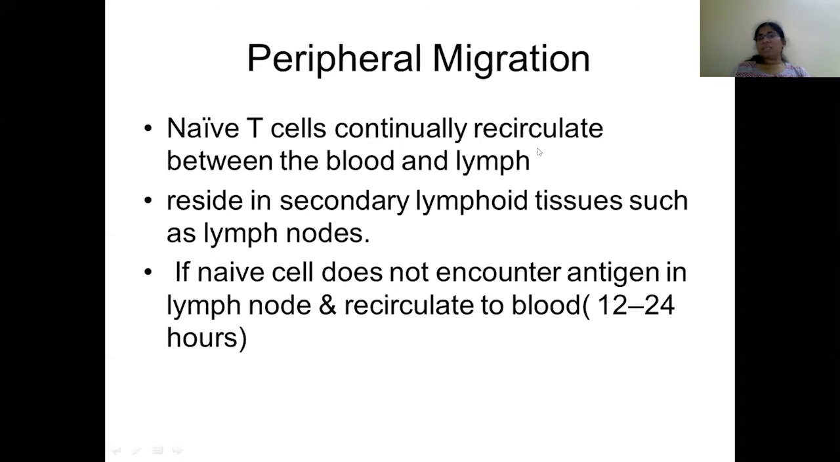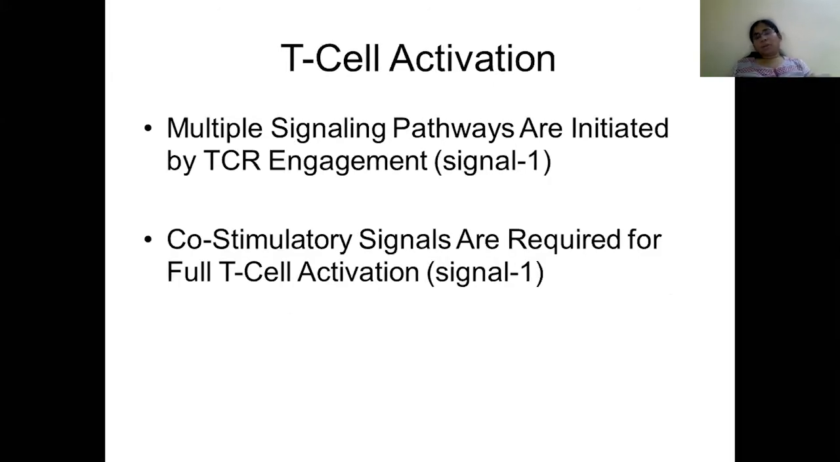So what happens? The naive T cells continuously recirculate between the blood and the lymph node. And they reside in the secondary lymphoid tissue such as the lymph node. If the naive T cell does not encounter antigen in the lymph node, it goes and recirculates to the blood. And this whole thing happens in 12 to 24 hours again. So in the secondary lymphoid organs, you have T cell activation. What drives the T cell activation is the antigen, which gets engaged with the TCR after being presented by a suitable MHC. And along with that, you also require co-stimulatory signals, which cause the accessory T cell receptor complex chains also to get activated, which ultimately results in signaling.